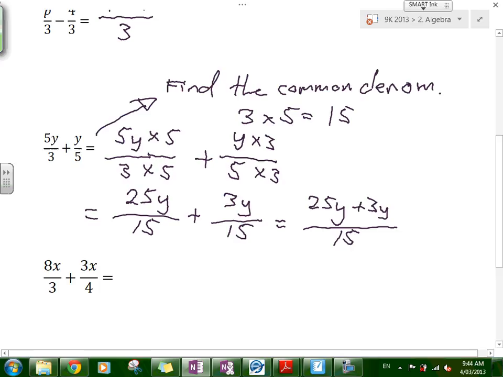Okay, we can combine the fractions. 25y plus 3y is 28y, so 28y over 15. Yeah, so that's a longer process.